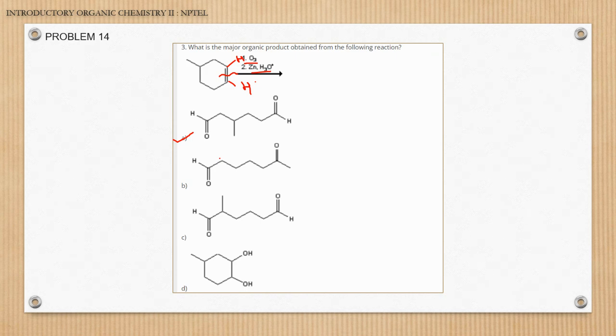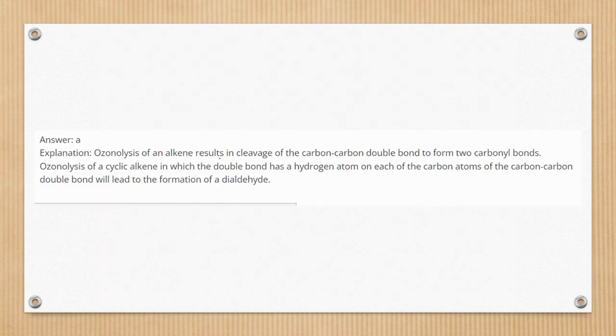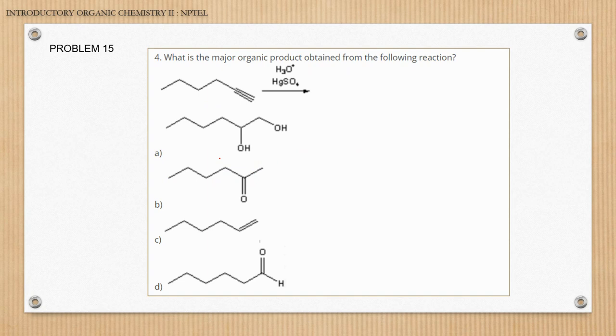So any doubts, any queries in this question? Is it clear? Okay, so if it is clear, then please ask me if it is not clear. I'm just assuming that it is clear and I'm moving forward. So in problem number 15, they are asking what is the major organic product formed from the following reaction. So they have an alkyne and they have hydrolyzed it in presence of HgSO4. Anyone has any guesses what this alkyne will form after hydrolysis?